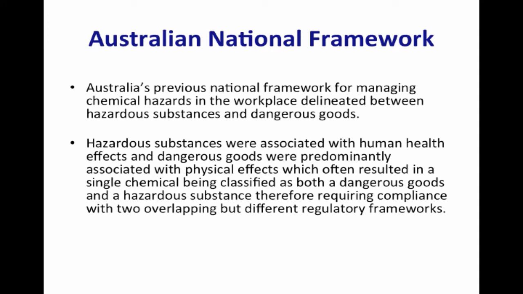Australia's previous national framework for managing chemical hazards in the workplace delineated between hazardous substances and dangerous goods. Hazardous substances were associated with human health effects, and dangerous goods were predominantly associated with physical effects, which often resulted in a single chemical being classified as both a dangerous good and a hazardous substance, therefore requiring compliance with two overlapping but different regulatory frameworks.